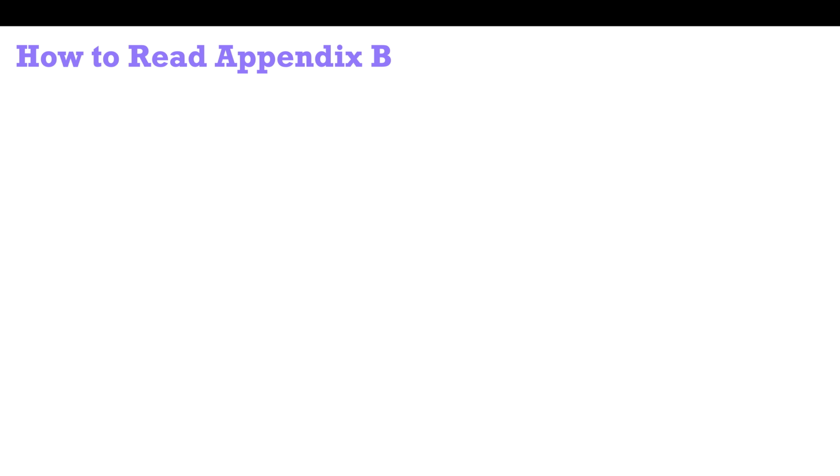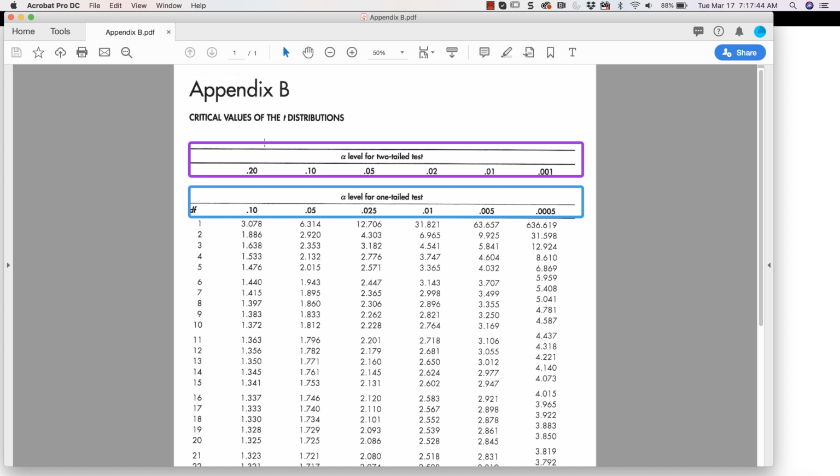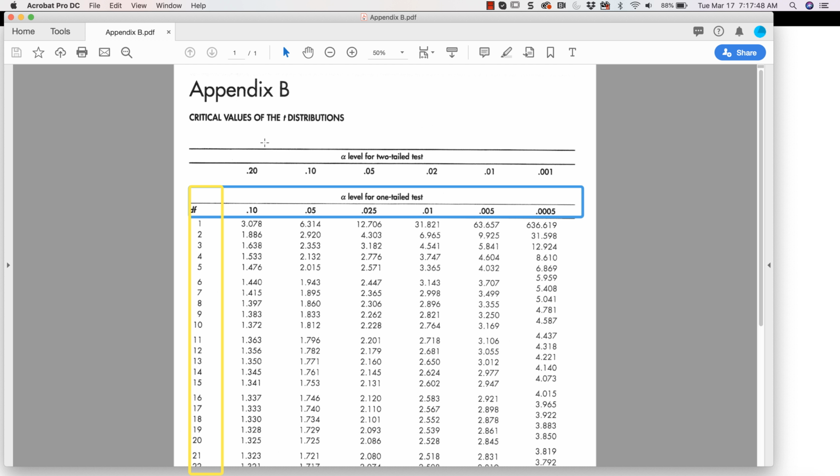Okay, so let's look at Appendix B. Appendix B, which is in your e-courseware as well as in the appendix of the book, looks a little different than our Appendix A with our Z distribution. We have 2 different things going on. We have our alpha levels for our two-tailed tests on this line, and then we have our alpha levels for our one-tailed test on this line. On the side, we have our degrees of freedom.